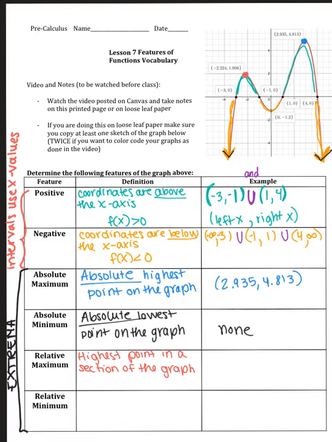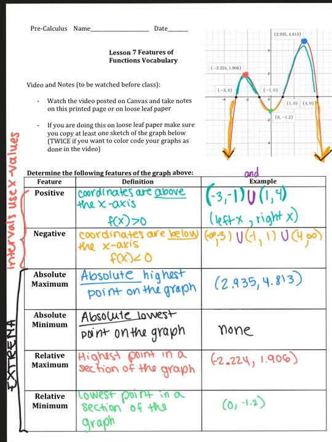So as you can see, negative 2.2, 1.9 is a maximum, but not the highest point. So therefore, it's just a relative maximum. And you can have many relative maximums, but you can only have one absolute maximum. Same thing with relative minimum, but it's the lowest point in a section of the graph. And even though we don't have an absolute minimum point, we do have a relative minimum point at 0, negative 1.2.